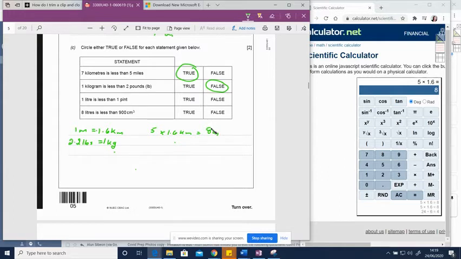1 litre is less than a pint. Is that true or false? Well, I know that 1 pint is equal to 0.47 of a litre. So 1 litre is less than 1 pint is false.